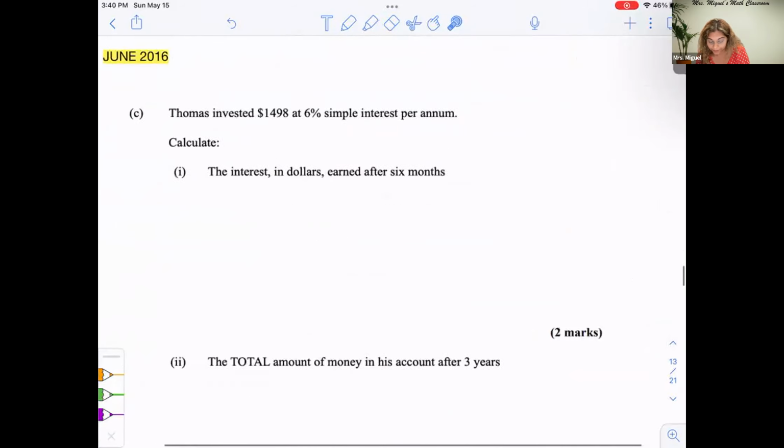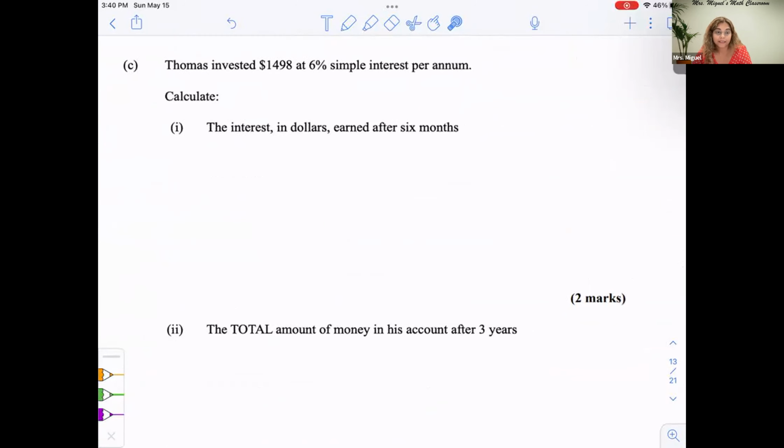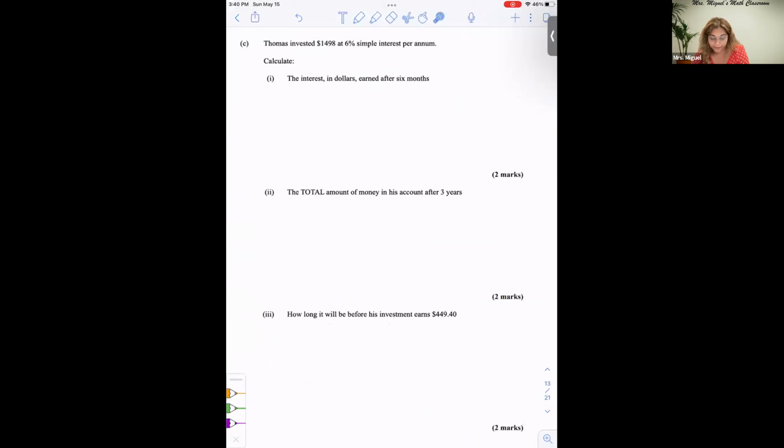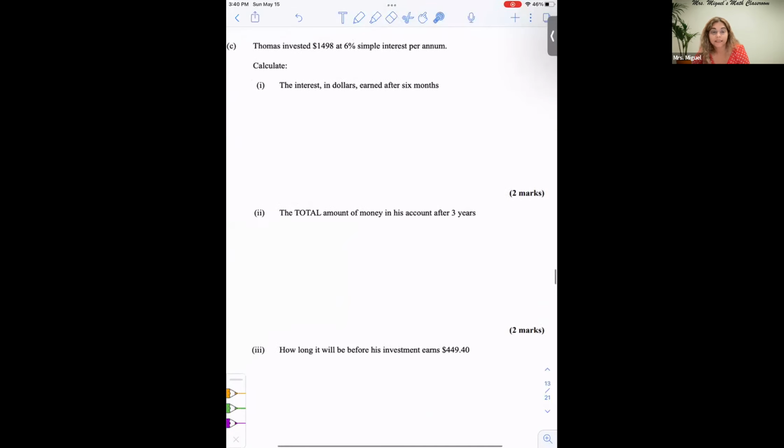All right, so we will do this one. Thomas invested $1,498 at 6% simple interest per annum. Calculate the interest in dollars earned after 6 months. So here you have to change months to years. So 6 months is really 6 over 12, which is a half, or you can write it as 0.5. It doesn't matter. A half or 0.5 of a year. So take a few minutes and try this simple interest question, please.